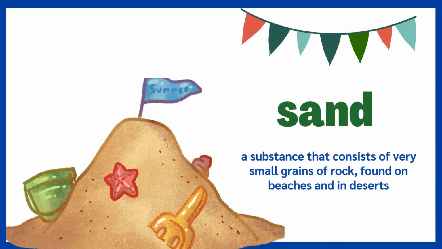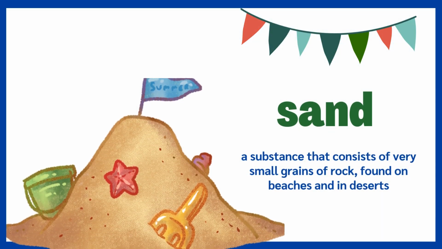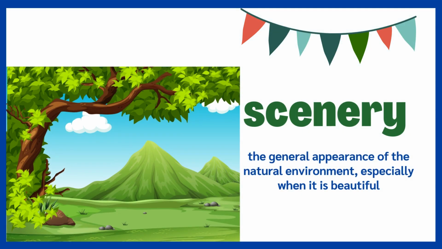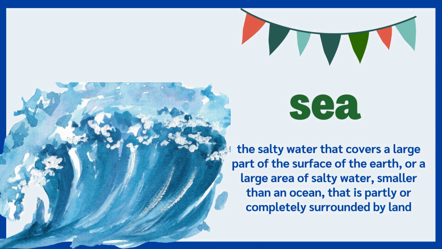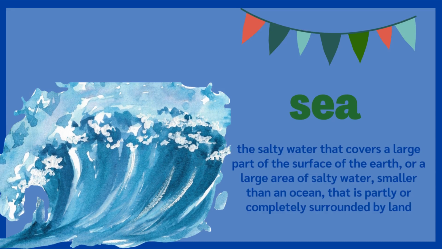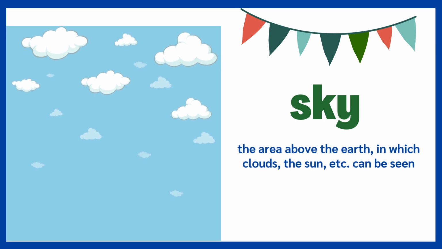Sand. A substance that consists of very small grains of rock, found on beaches and in deserts. Scenery. The general appearance of the natural environment, especially when it is beautiful. Sea. The salty water that covers a large part of the surface of the earth, or a large area of salty water, smaller than an ocean, that is partly or completely surrounded by land. Sky. The area above the earth, in which clouds, the sun, etc. can be seen.